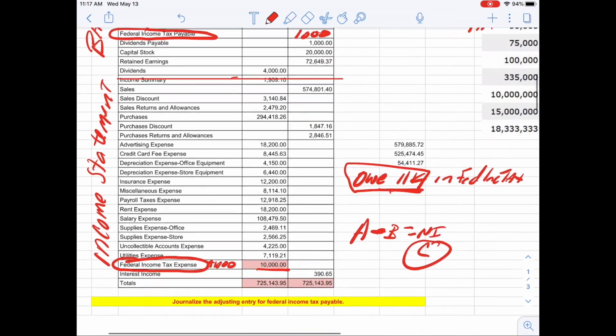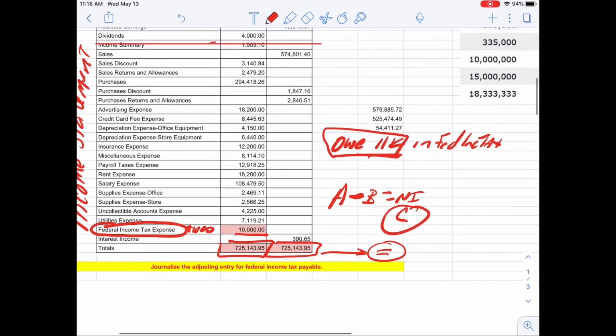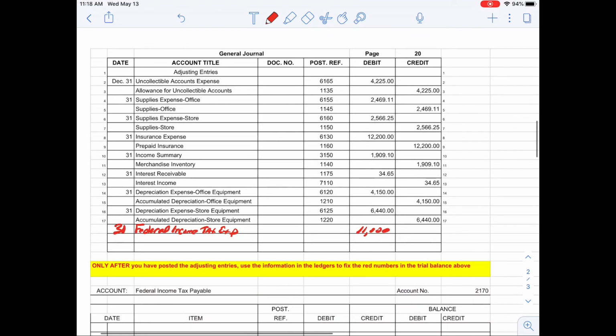After we've done that, then you need to go back and recalculate the bottom, these two numbers, and they should equal now because we have added our federal income tax expense into that. After we've done that 1,000, then we're going to go down here and record our adjusting entry that we just did.